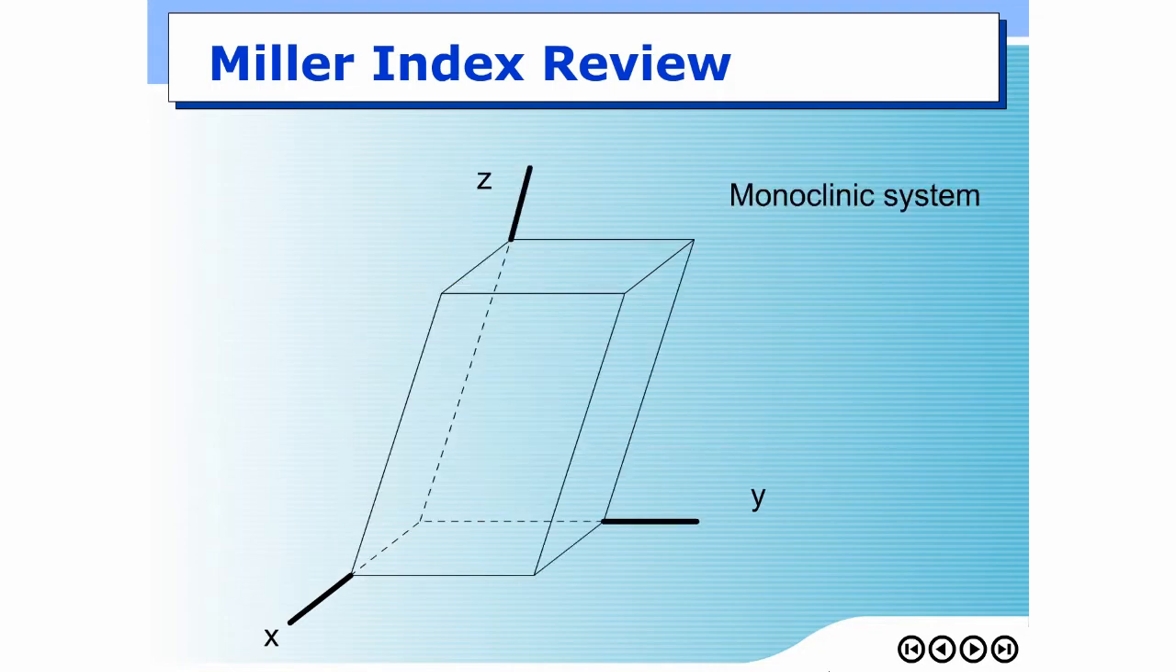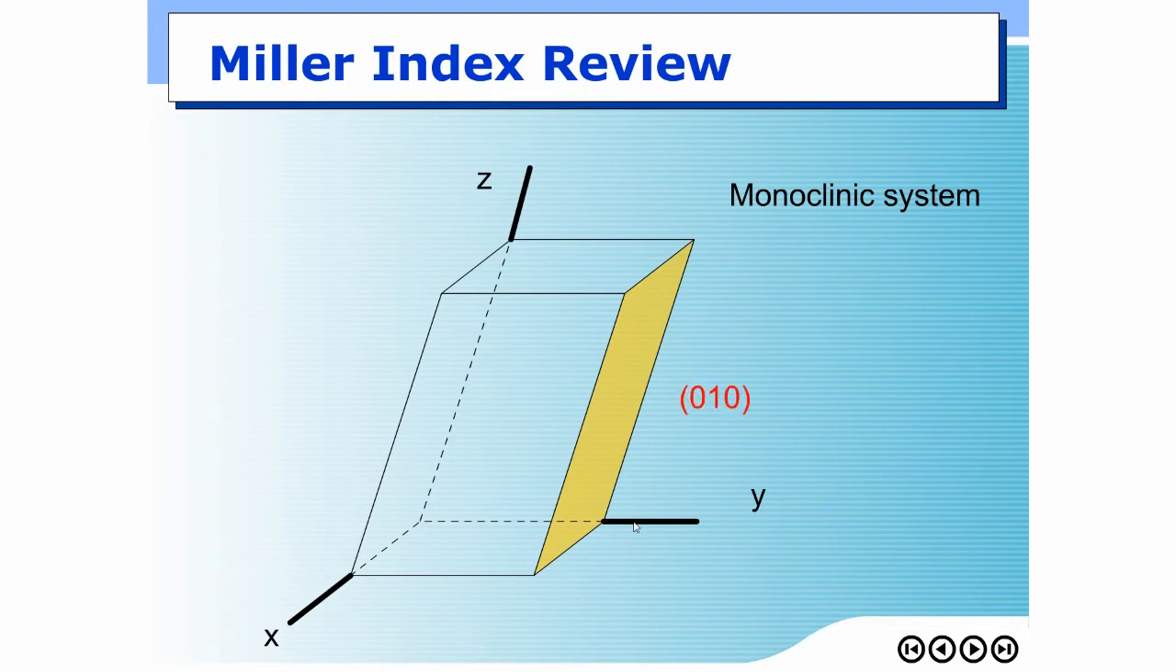The Miller index can also be applied to any of the 14 Bravais systems. Like this is a monoclinic system. Basically, whenever you have a box, you take axes along the edges of the box, and then the rest will be the same, considering the intersection of the box.